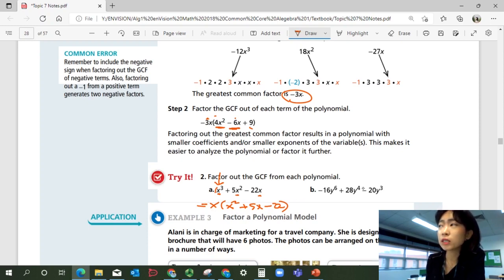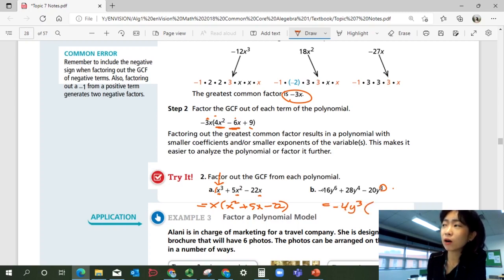Part B, what is the GCF for all these coefficients? 16, 28, and 20, the GCF for that would be 4. And then the GCF for the variables would be y cubed. That is the smallest power we have. Because we have two negatives, let's factor out the negative as well. So we can say the GCF would be negative 4y cubed.